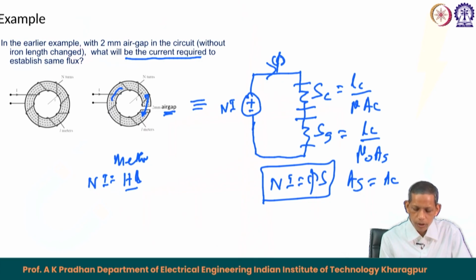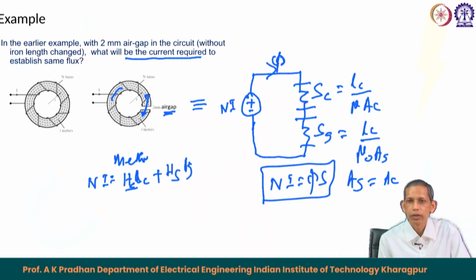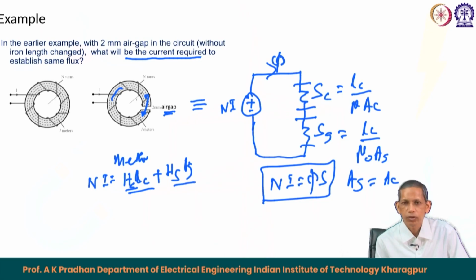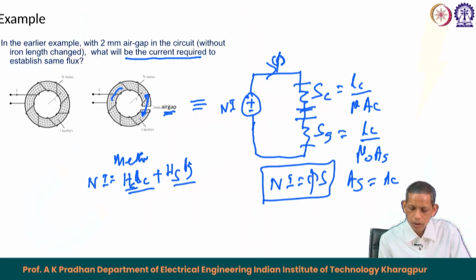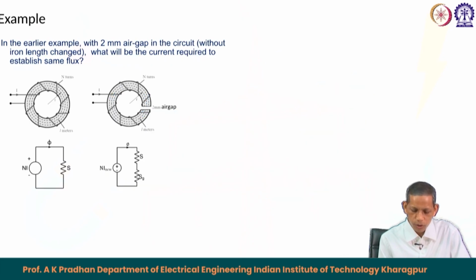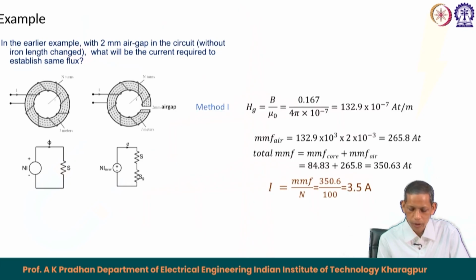So, what are the drops? The drop equals H c into L c plus H g into L g. These are the two drops equivalent to the MMF. The MMF required for the core part, plus the MMF required for the gap part, is nothing but the MMF supplied by the coil. So, we will see how we go for this. The equivalent circuit diagram becomes like this, as I said. Earlier it was only one S, now it becomes two different S for the core part and the gap part.